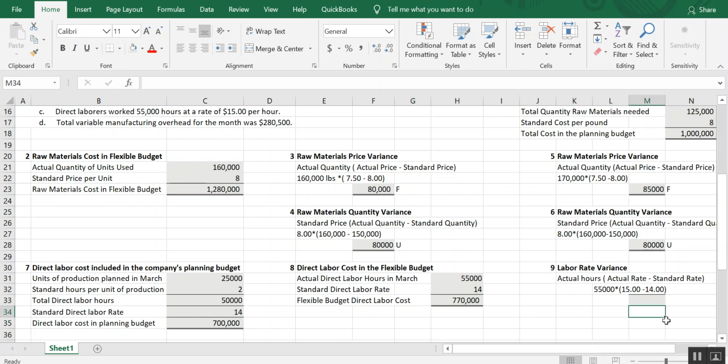So when we get to the labor rate variance for number 9, we're going to go back to this flexible budget, because you notice this is a difference in the level of activity.